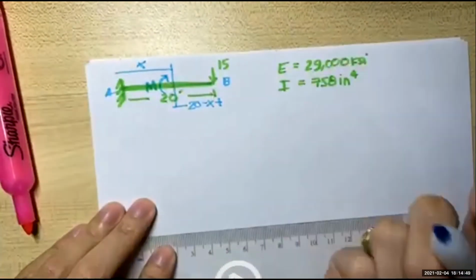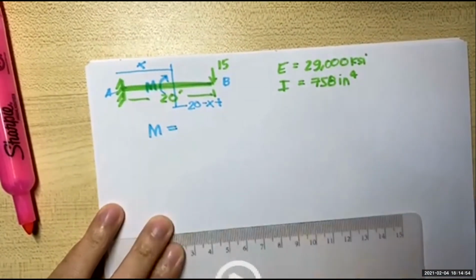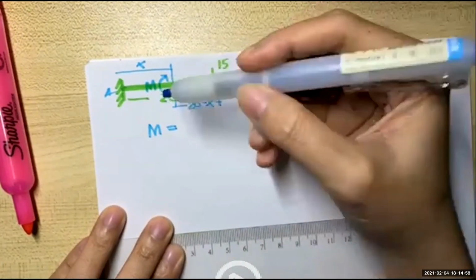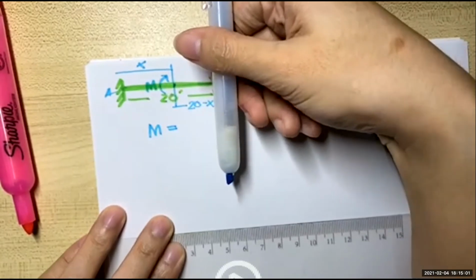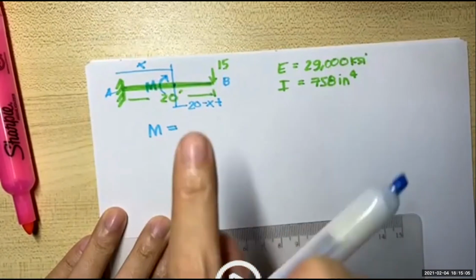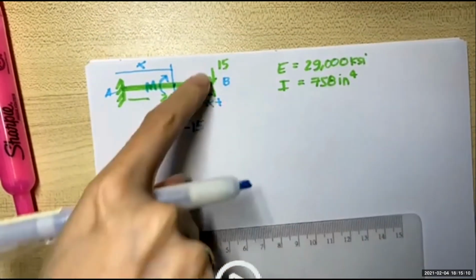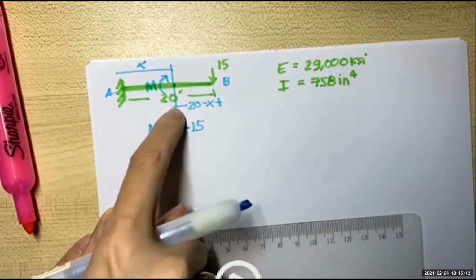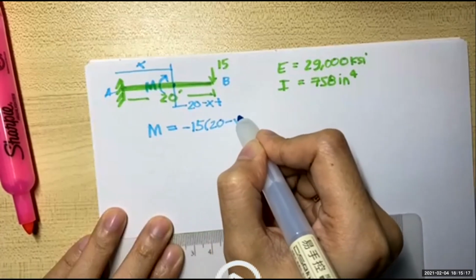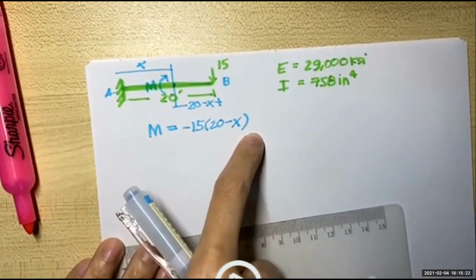And then tulad nung sabi ko, to write the moment equation, moment is equal to, kapag same yung direction, negative. So moment is about this point, clockwise. Yung 15 papunta sa point na yun is clockwise also. So M is equal to negative 15. Ang moment arm ng 15 is 20 minus X. Now, since you only have one load here, ito na yung moment equation natin, maikli lang.